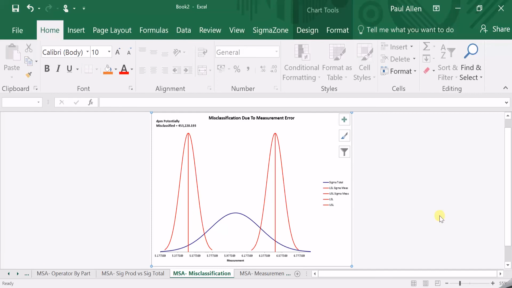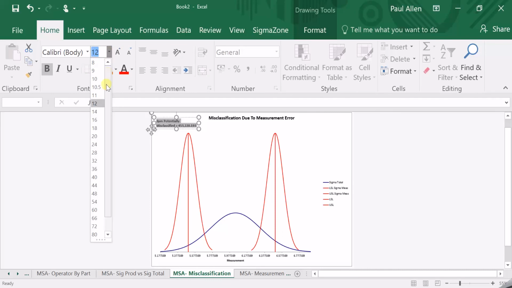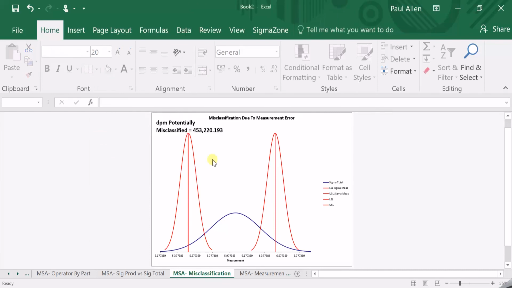Now the next one, the misclassification rate. The misclassification rate graph is quite useful. It's additional information. It doesn't necessarily help you solve the MSA. What it does do, however, is give you a little bit of impetus to put the problem right. So let me just blow up the numbers in the top left-hand corner. There we go, the misclassification rate. 45.3% potentially are misclassified. What that's saying is that you could be misclassifying up to 45% of the goods using this measurement system.